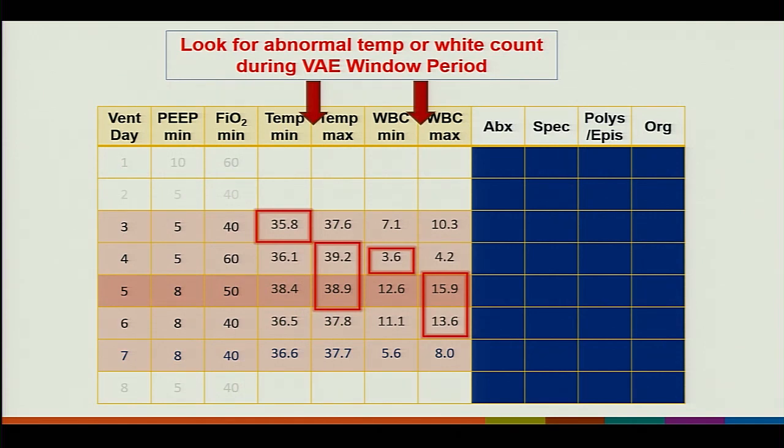So back to our worksheet, we have the appropriate VAE window period shown in pink. We have multiple times when the temp and the white blood cell criterion is met. Remember that these should only be collected once the VAC criteria have been met, because that will set the VAE window period where you will look for temperature and white blood cell count. You don't have to look for this until the VAC has been met.